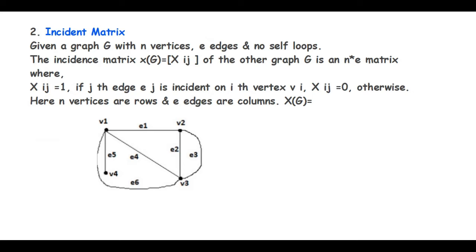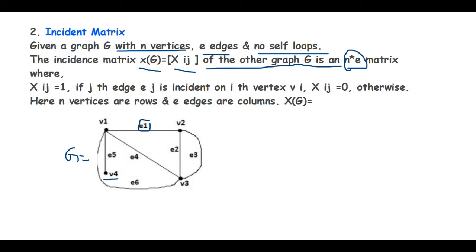So let's see what an incidence matrix is. The incidence matrix is, in a given graph G with n vertices and e edges, where in incidence matrices we have numbering. So each edge is given a label called E1, and no self loops. The incidence matrix is represented as X of G equal to X of ij of the graph G, an n into e matrix. Okay, n into e, which means here we consider according to the example.